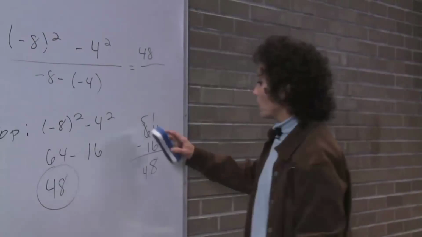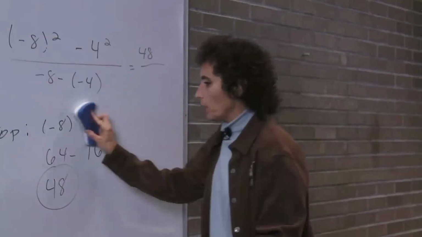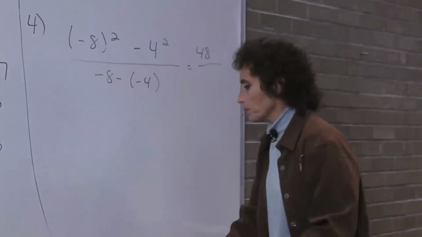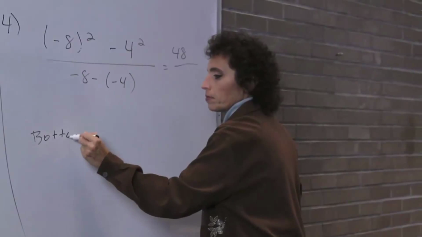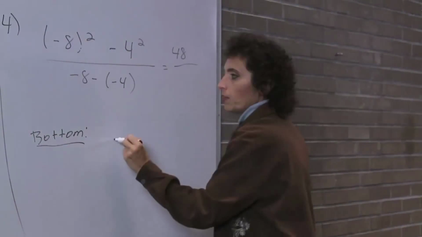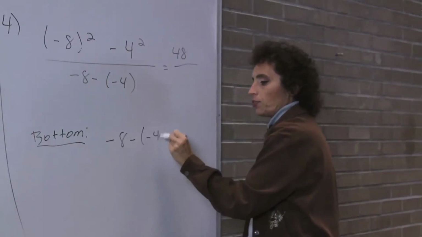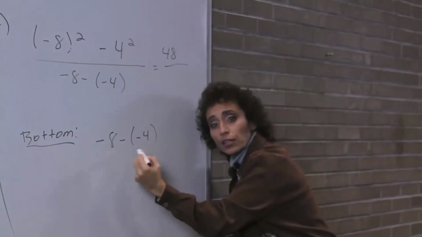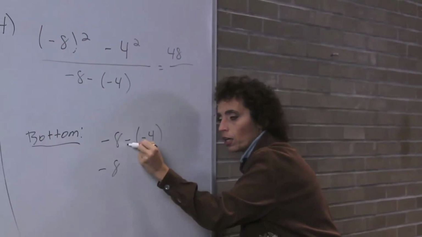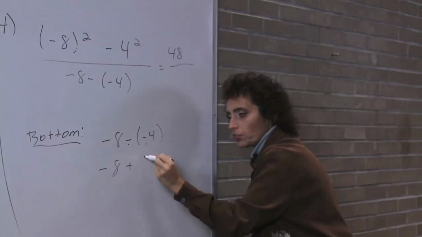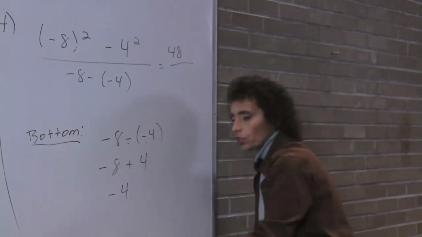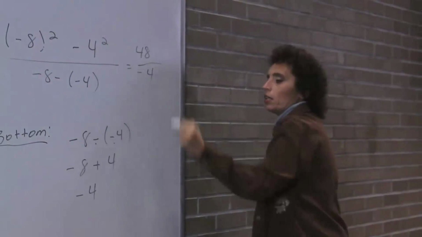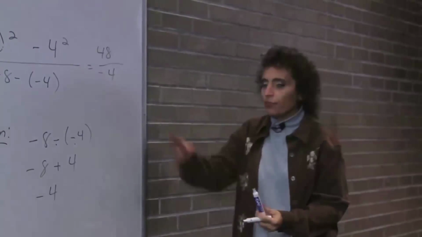Okay. I'm going to erase this and this. I'm going to give you some room for the bottom. And that's -8 minus a -4. Don't forget the sign. So the signs are the same, so it's a plus. -8 plus 4. I owe you 8. I have 4. So I owe you 4. That's the bottom. Now we have division.